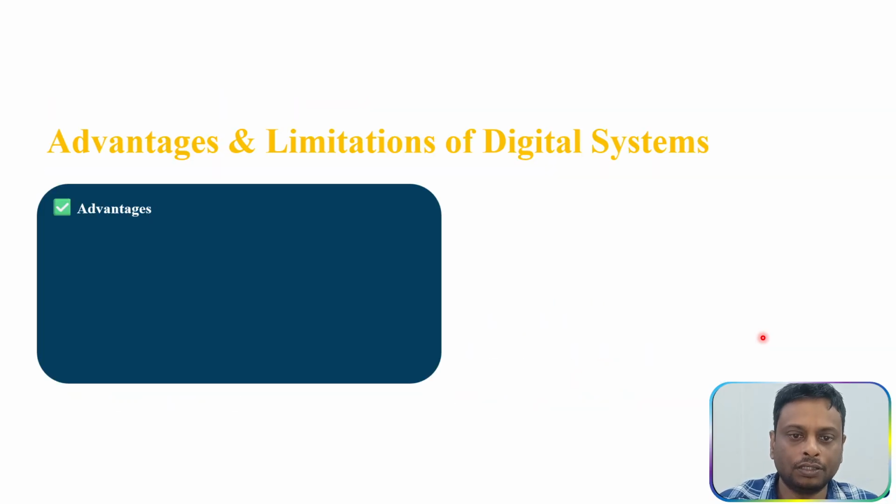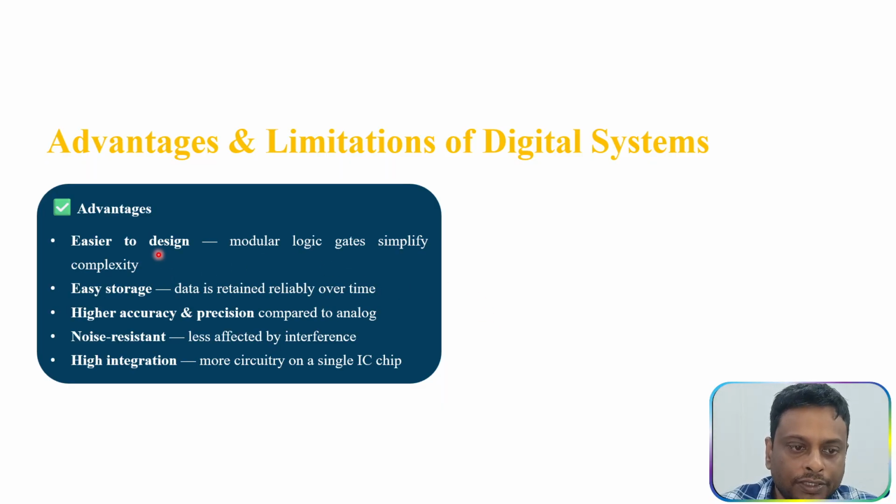So what are the advantages and limitations of digital systems? These are the advantages. First, it is easier to design. Digital systems are easier to design because we have only two voltage levels, logic 1 and logic 0. Then, easy storage, with data retained reliably over time. We can store information very easily with the help of devices like flip-flops. One flip-flop or one latch can hold 1 bit of data. So easy storage is an advantage of digital systems.